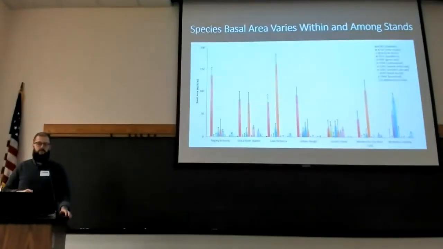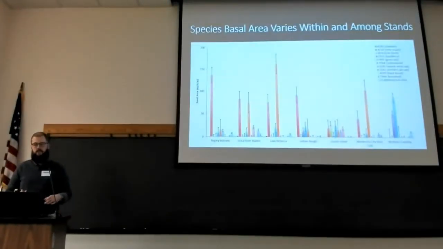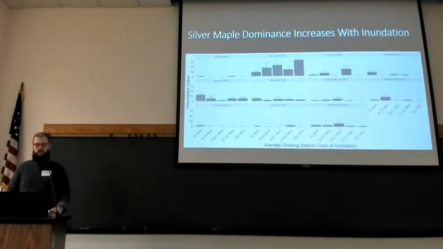Common plot-level summary statistics like species importance value, trees per acre, or basal area, which is shown here, were highly variable within and among stands, even though they're all classified as the same type of stand. These are all considered to be silver maple stands. We calculated these at the plot level to demonstrate that summarizing at the stand level can sometimes mask this variability.